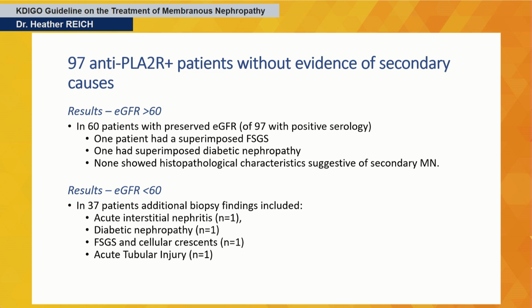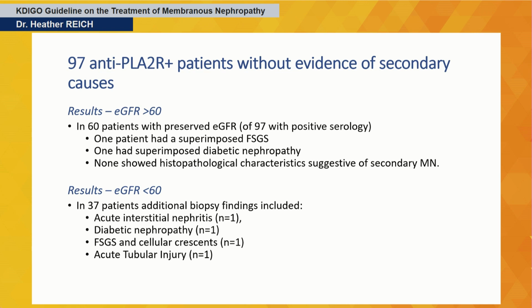Of the patients that had GFRs over 60, which was their initial hypothesis, by and large, they all had membranous nephropathy without evidence of another histologic diagnosis that would have affected treatment. One patient had superimposed FSGS, one had superimposed diabetic nephropathy, and none showed any histopathologic characteristics that were suggestive of a secondary cause of membranous nephropathy.